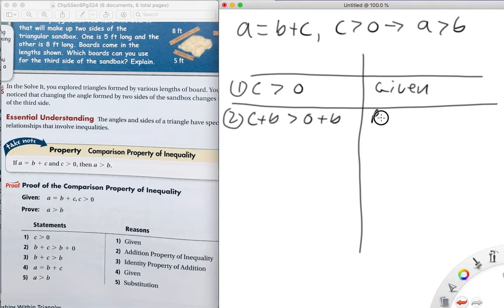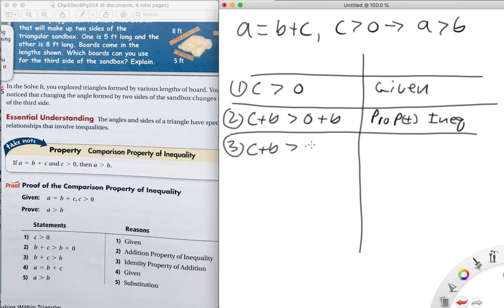Addition property of inequality. Well, 0 plus B, or 0 plus anything, is itself. So for the third step, it's going to be C plus B is greater than B, which is the identity property of addition, because 0 plus B is B.